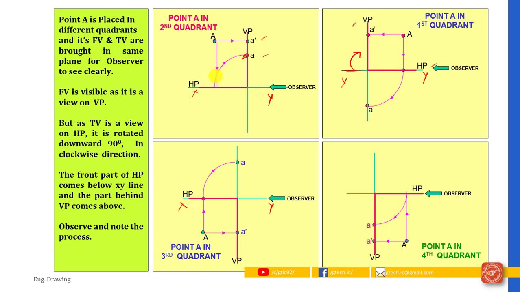In the second quadrant, the front view is seen behind the VP and above the HP you can see the top view of the point. In the third quadrant you can see the front view behind the VP and the top view below the HP. In the fourth quadrant you can see the front view on the VP and the top view below the HP. But here you can see in the first quadrant the front view is above the XY line, and here you can see the front view is below the XY line. And in these two quadrants you clearly see the planes are merged together.